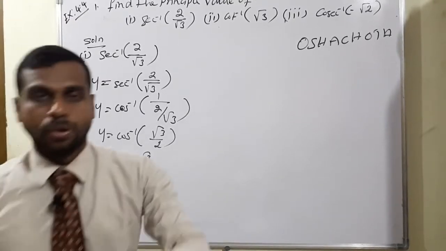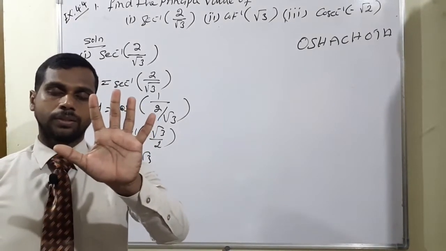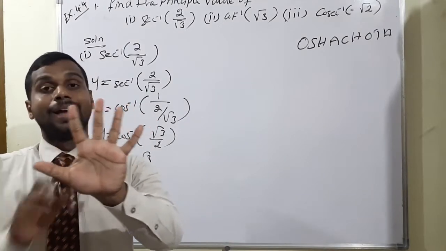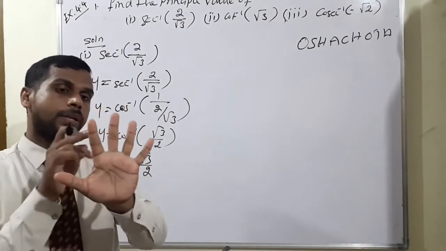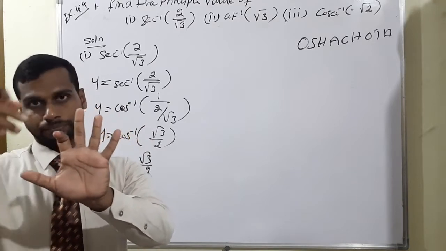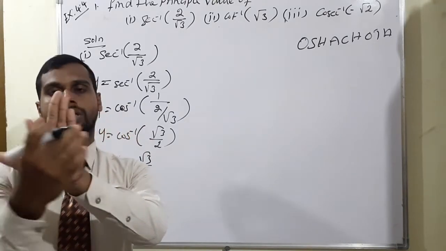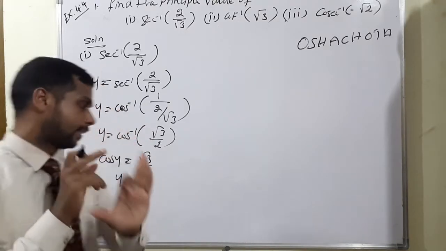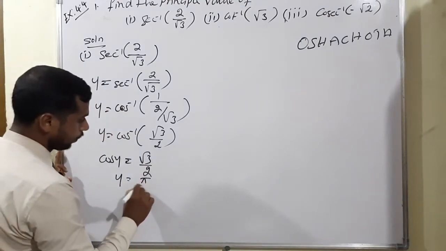What is the meaning of cos? We have to check it. Count the number of fingers, take the square root of the number of fingers counted on the little finger side. That is cos. So the little finger side gives root 3 by 2. Then only this is pi by 6, isn't it? Therefore, y is equal to pi by 6.